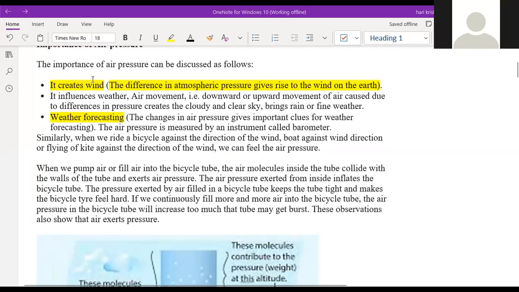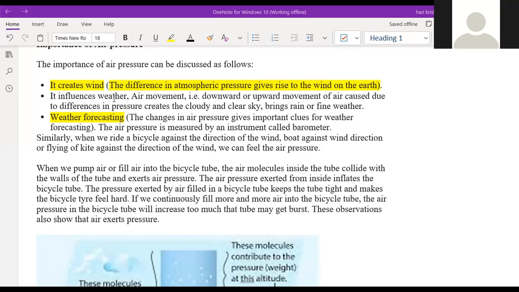So the importance of air pressure is in the creation of wind. The second point is it influences the weather. Wind is a very important element of the weather. You have studied the four elements of the weather. In that, the wind speed is also an important element. The downward or upward movement of the air is caused by the difference in pressure created by the clouds and clear sky, which also helps in bringing rain onto the surface of the earth or fine weather. So the season, climate or weather conditions of a particular place depend upon the movement of the air itself.